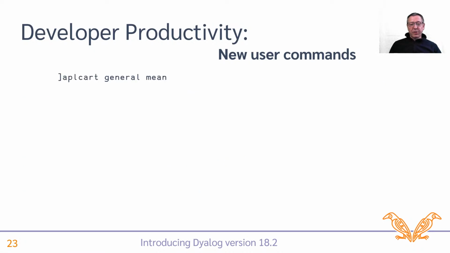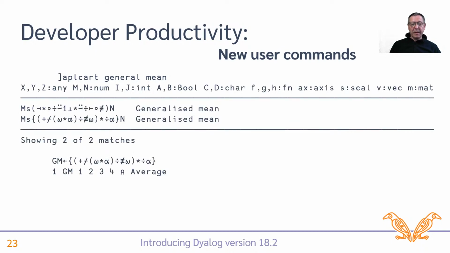There's APL Cart, which is something that has been growing and growing. It's a way of asking for tips on how to do something in APL. It's getting more and more capable. You just type APL Cart and then some words. So for example, in this case, how do you compute a generalized mean in APL? And it'll suggest some code to you if it has anything. If it doesn't find anything, you then write to us and tell us you were searching for this and it wasn't found, and usually it takes a short amount of time before it finds its way into the database.